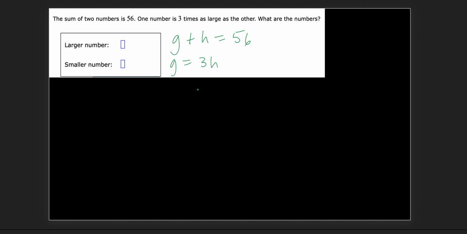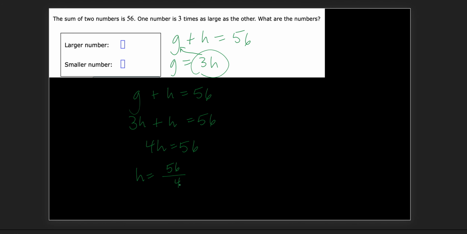What are the numbers? So since we know what G is, we're going to plug that right into the other equation. That's one way to do it. I think it's probably the easiest. So I'll plug in 3H right in for G and solve for H. So we have 4H equals 56. And that's where you'll divide 56 by 4. And that's 14.